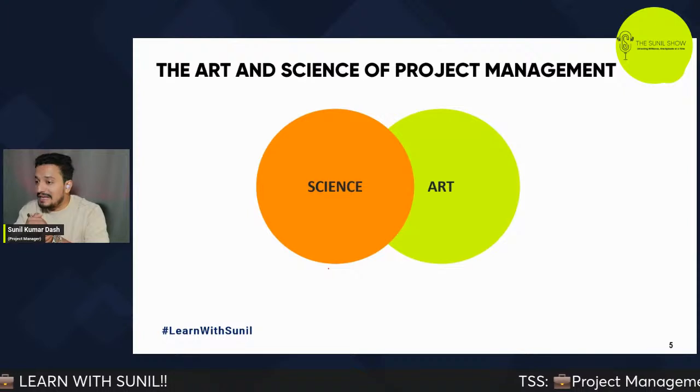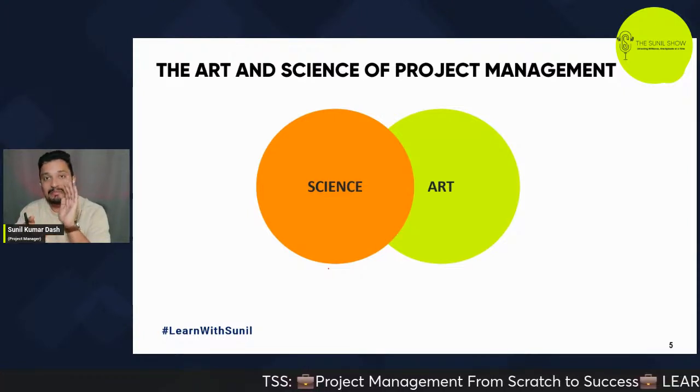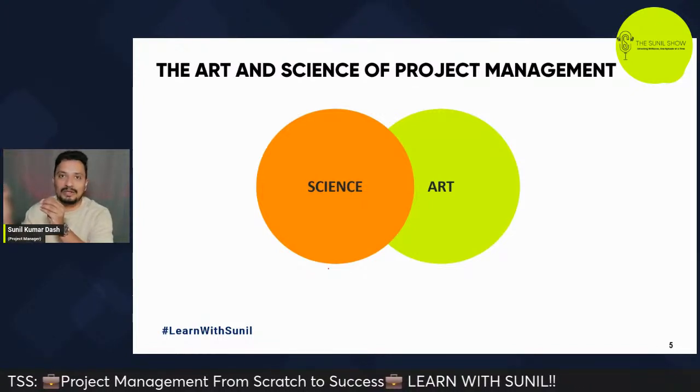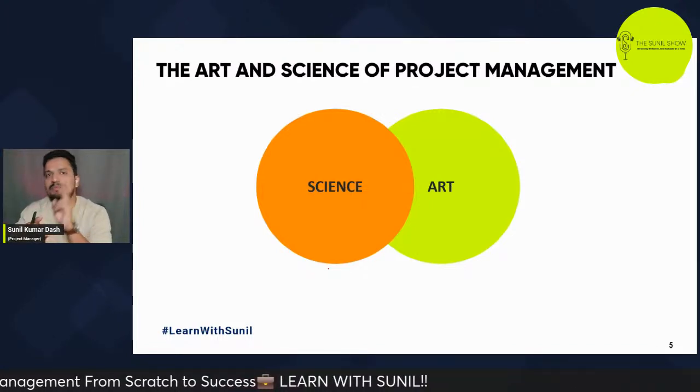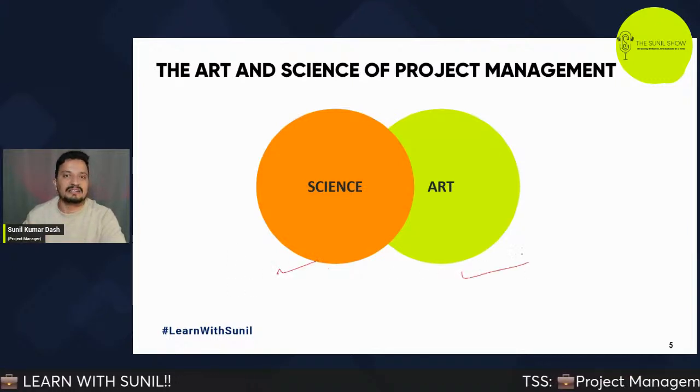So project management is about planning and organizing work to achieve a specific goal. We need to remember this. It's all about planning to achieve some common goal. Now it involves two main aspects. The first is your science, and then the art.